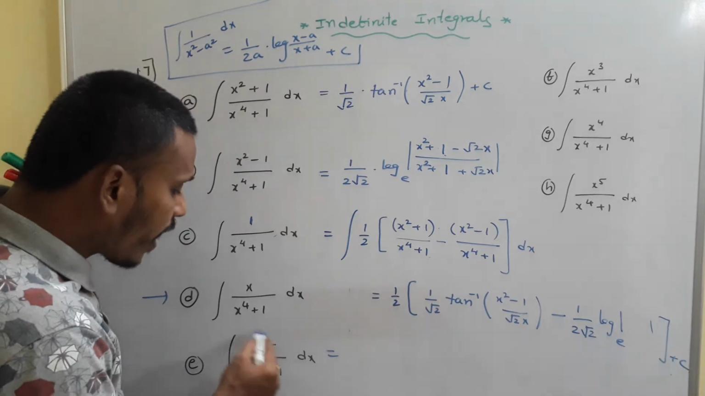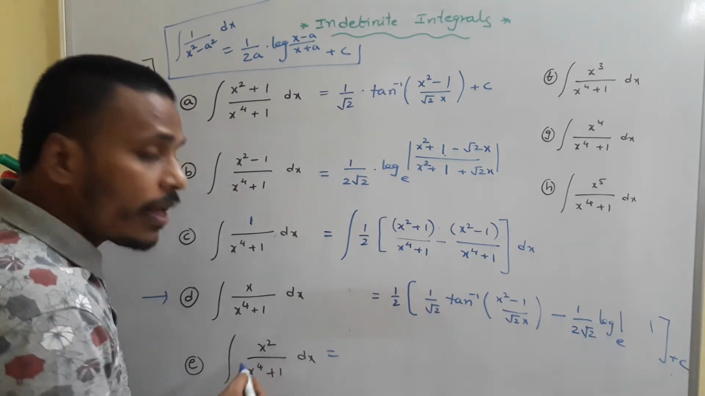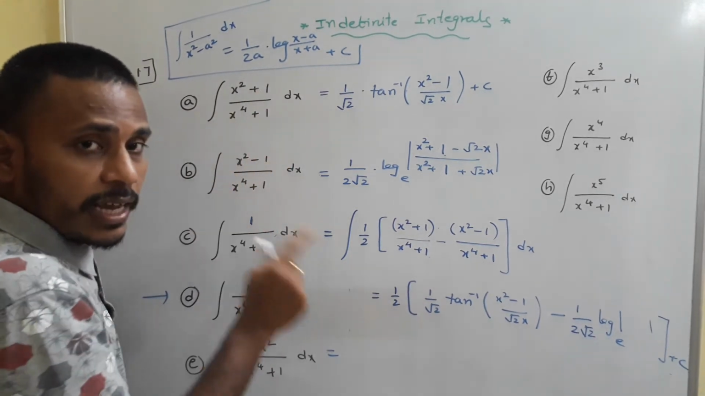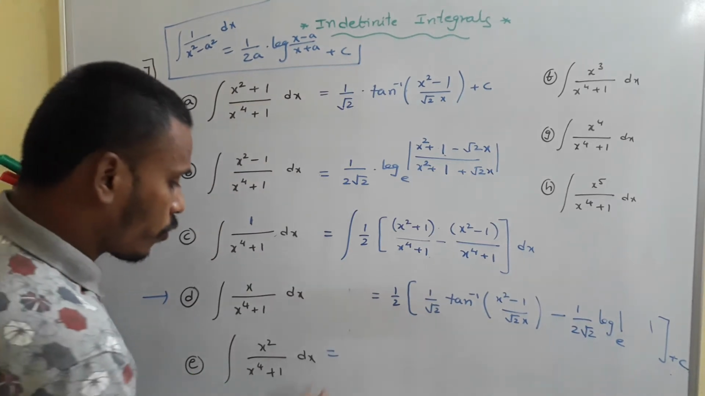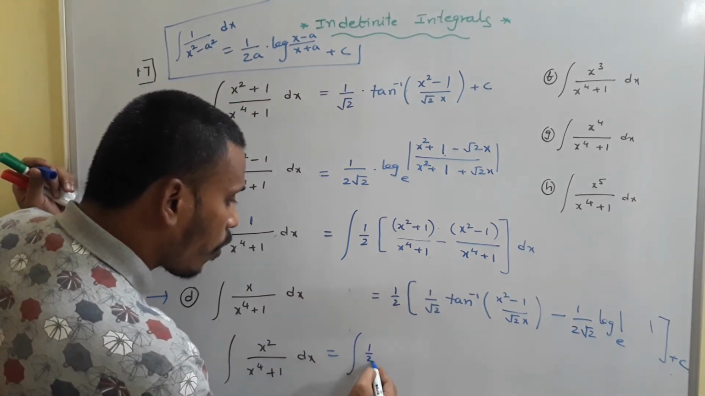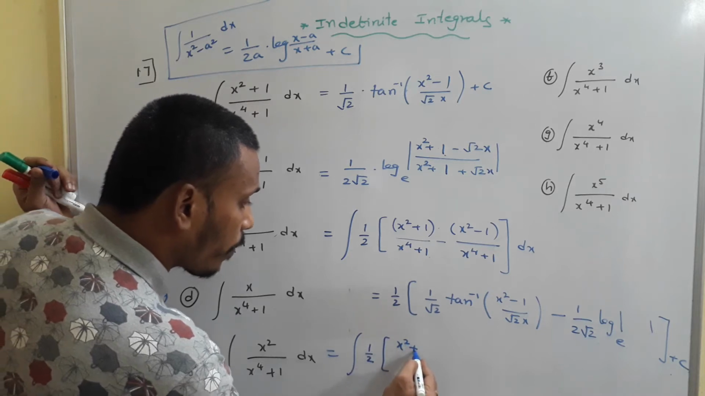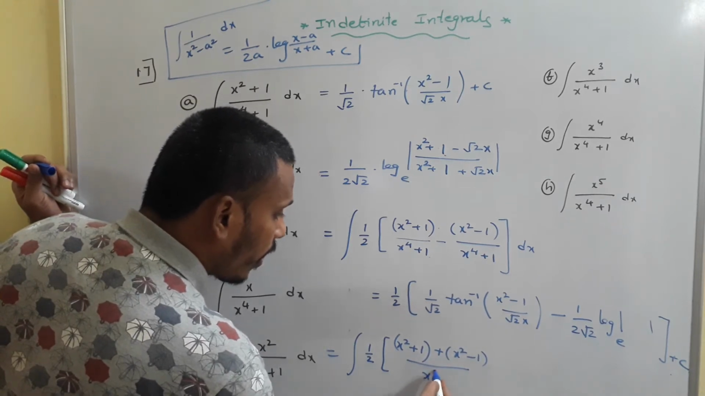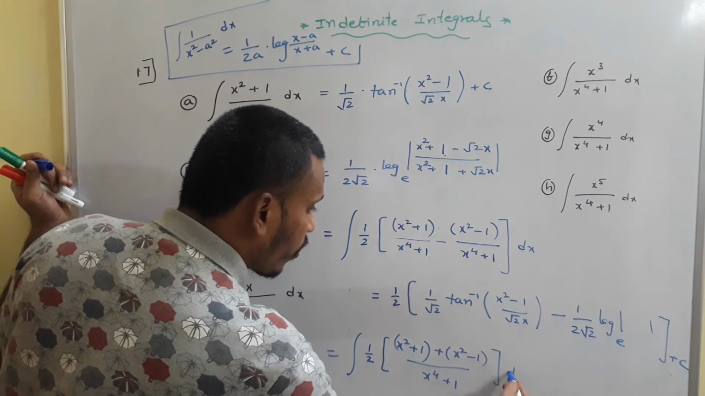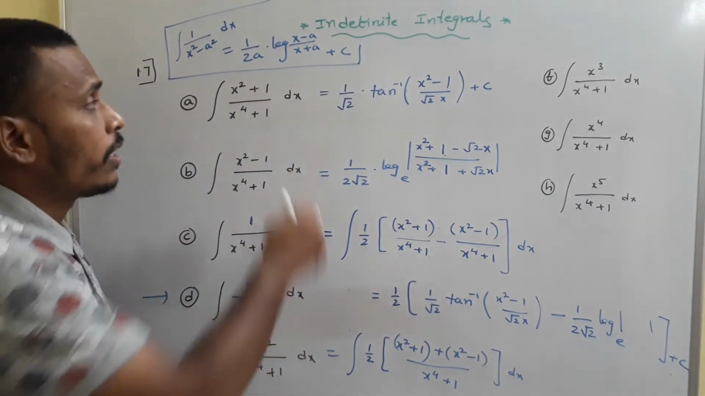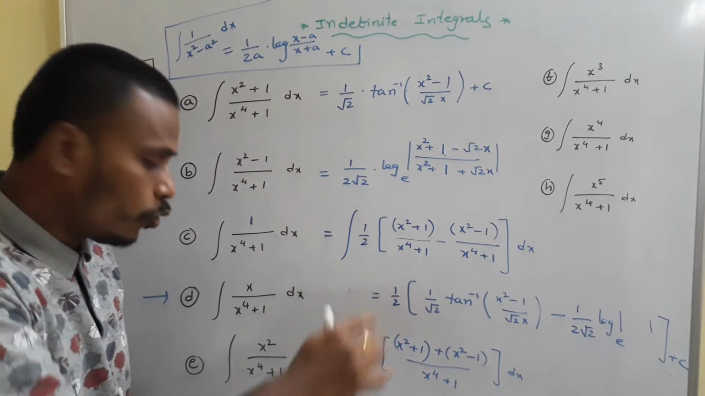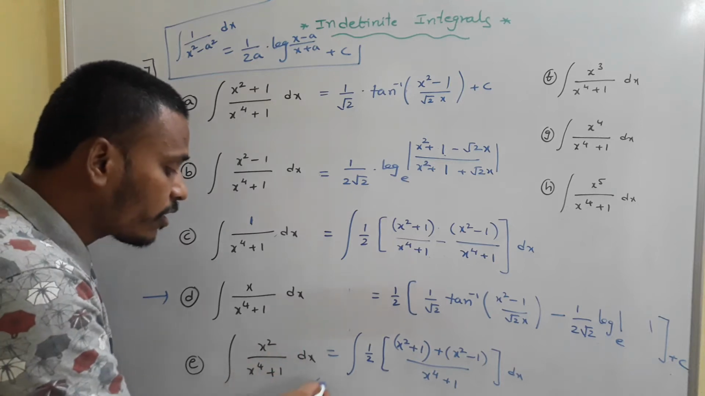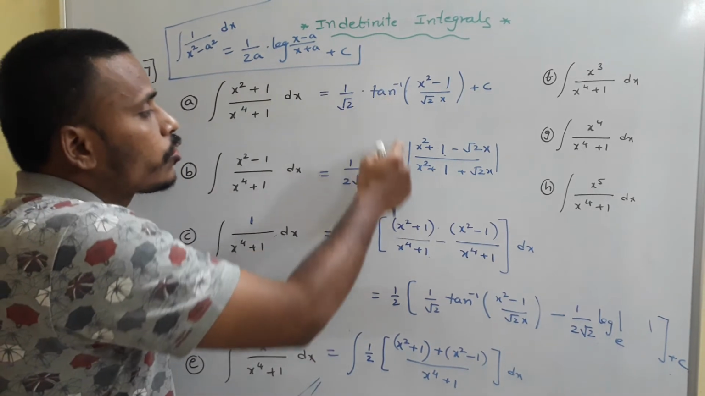Here we have numerator x square. See, this x square is just the addition of these two. If you add these two, plus 1 minus 1 gets cancelled, you are left with 2x square, but here we have x square. So this is simply nothing but integral 1 by 2 into x square plus 1 plus x square minus 1 divided by x power 4 plus 1 dx. Is it right? In the sense, the sum of these two integrals divided by 2 is this particular integral x square by x power 4 plus 1 dx. So the answer for this bit is half of these two answers.